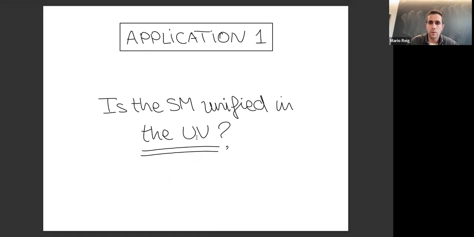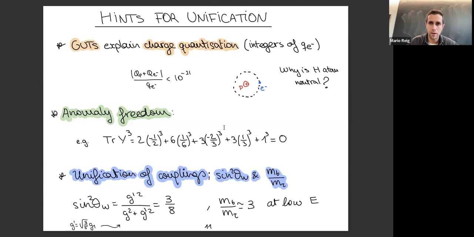Good. So I was talking about possible applications once we have discovered an axion coupled to photons. And the first application is we can start asking questions like, is the standard model unified in the far UV? So let me give a little bit of context why theorists, and, well, I think we all, believe that unification is an attractive framework. So in the standard model, we already have a few hints that point towards a unified theory.